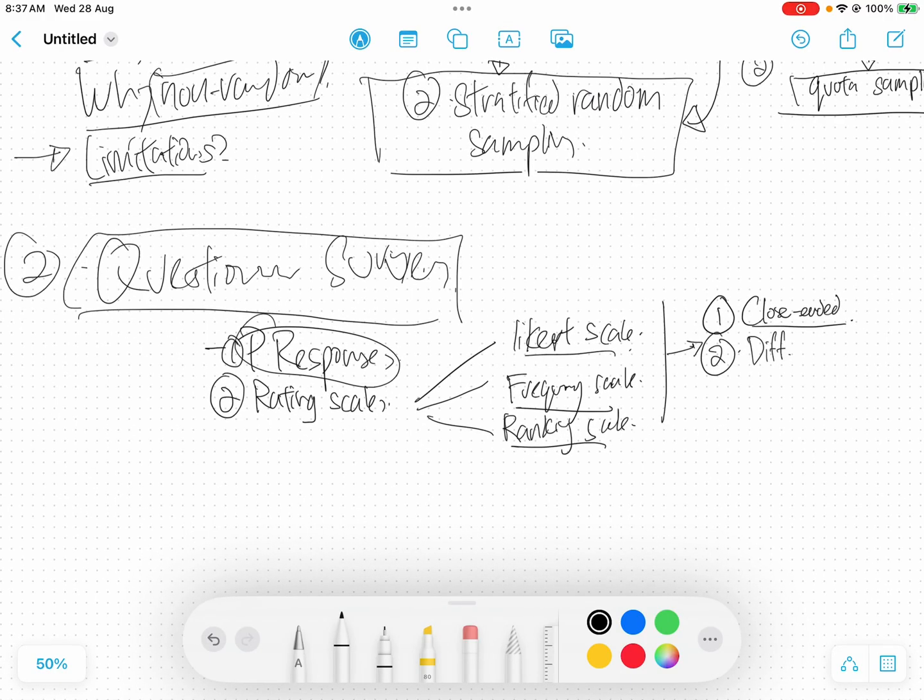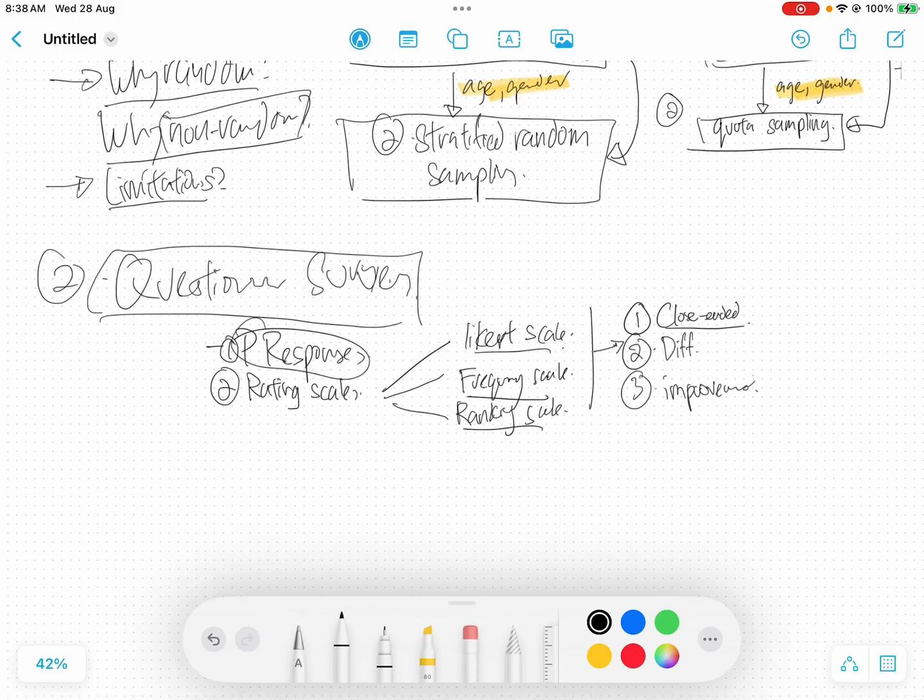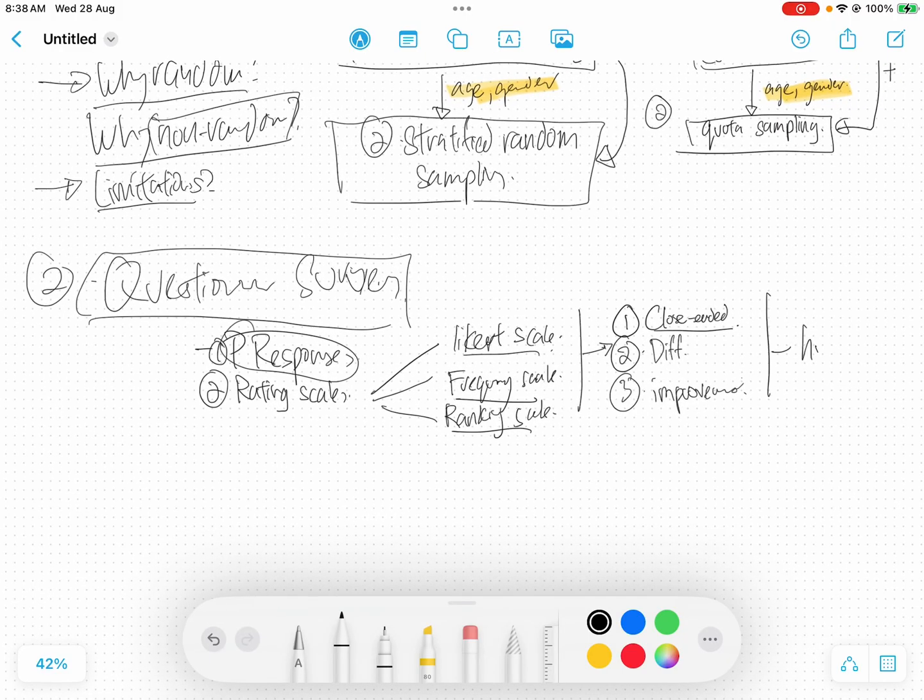So that's that. And how else can they test you? Perhaps they can give you a certain question and you're asked to change or improve that question. So that's improvement to a certain question. Basically the rule of thumb is all questions must answer your hypothesis, right? That is the rule of thumb.